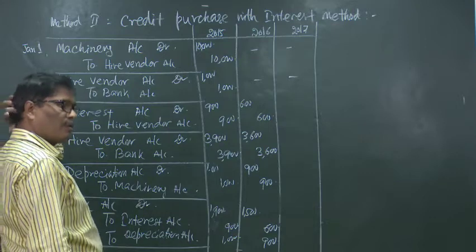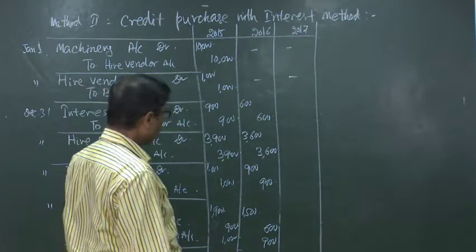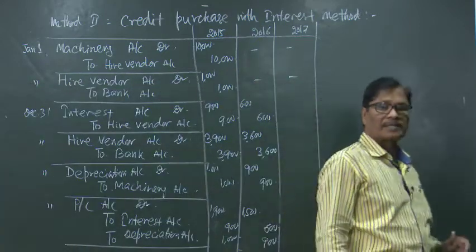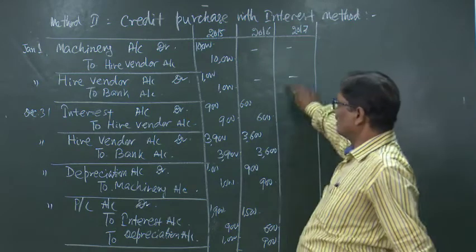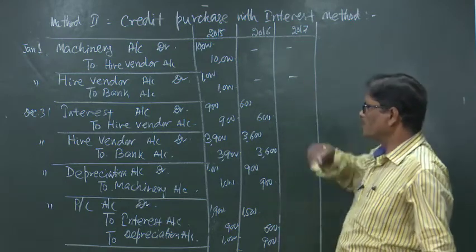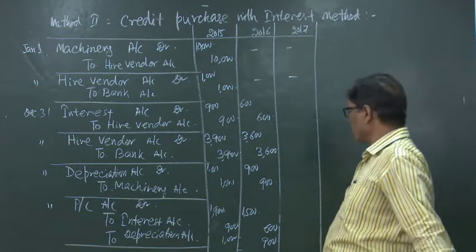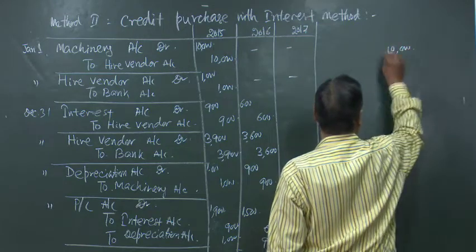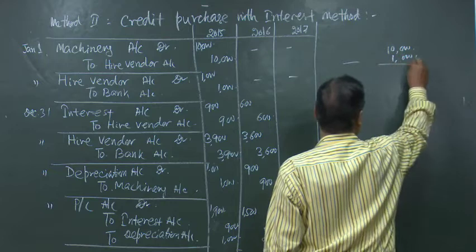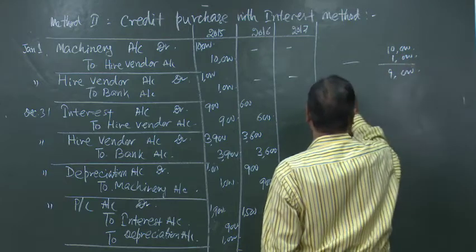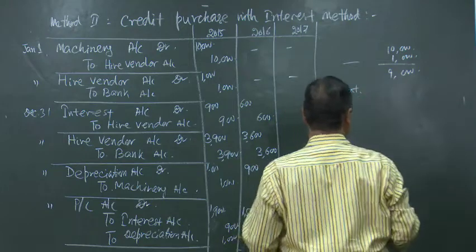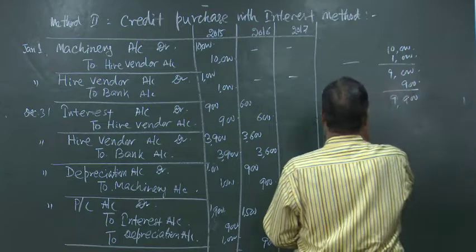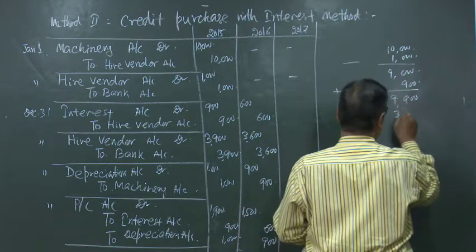Now, coming to the third year. In the third year, again there will be no entries for the first one and the second one, that is down payment and the purchase of the asset, but interest will be due. How much interest will be due? What is the amount due on us? The amount due on us is like this: 10,000 minus 1,000, that is 9,000, plus interest of the first year 900. So, 9,900. In the first installment we have given 3,900.